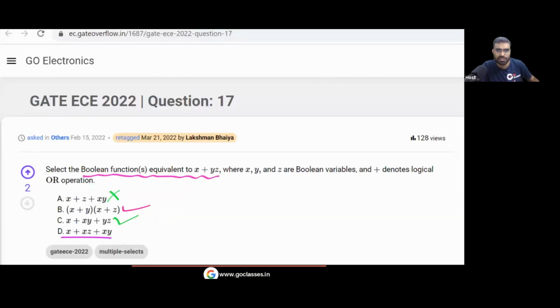So finally, what is the answer? This is an MSQ question. So for this question, which expressions are equivalent to x + yz? The answer will be option B, C. Very simple.